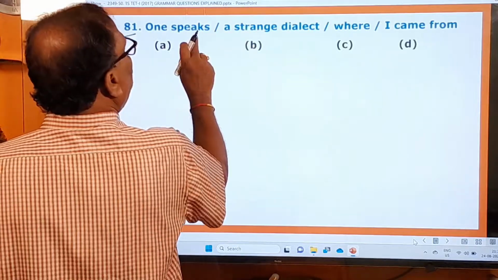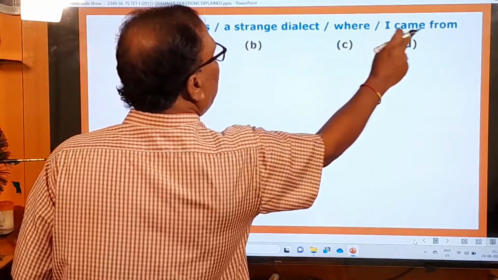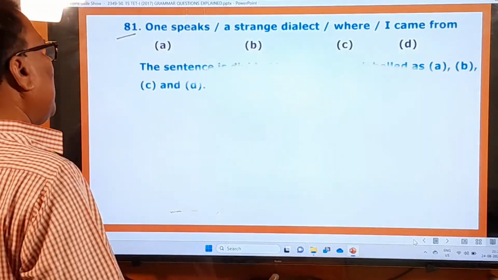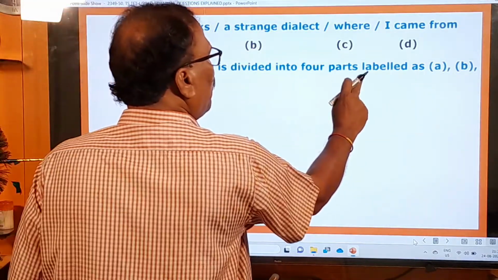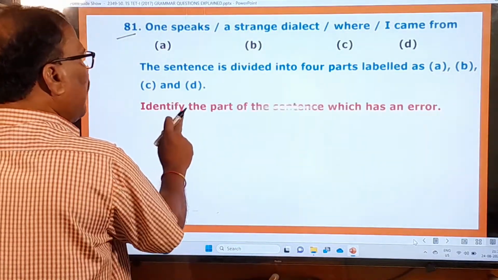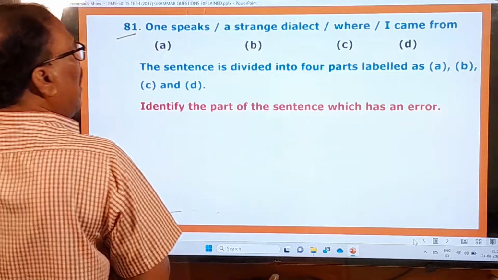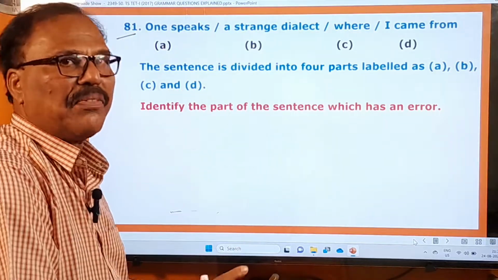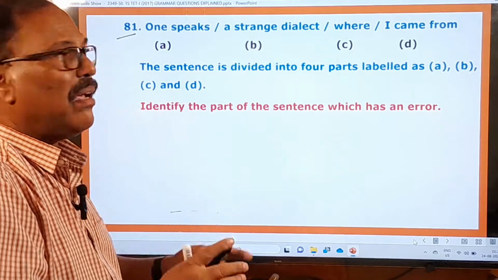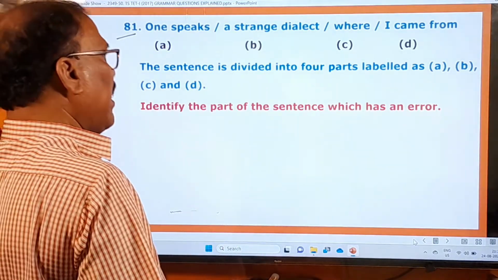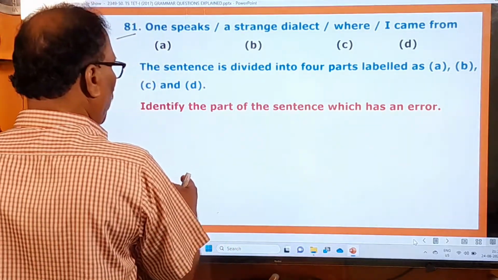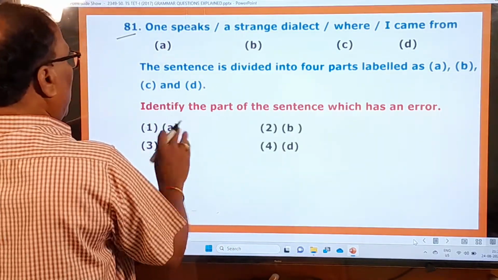81st question. One speaks a strange dialect where I came from. A, B, C, D are there. What is the question? The sentence is divided into 4 parts, labeled as A, B, C, D. Now identify the part of the sentence which has an error, and he is asking you to choose that part of the sentence which contains a grammatical error. What is that part which contains a grammatical error? Of course, he has given you 4 options. Let the options be there.